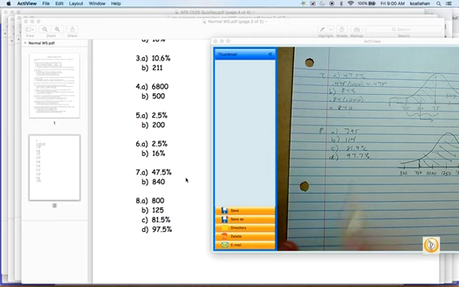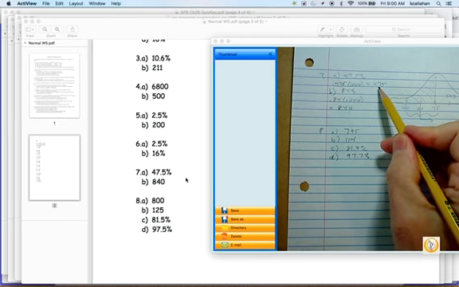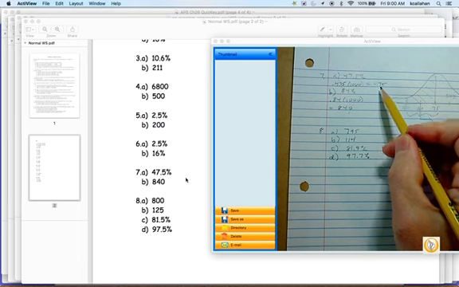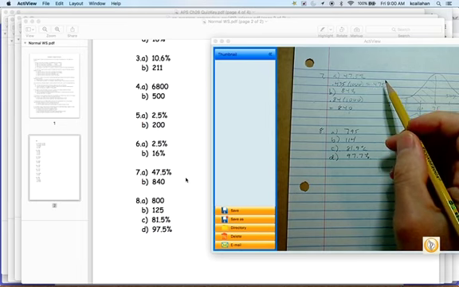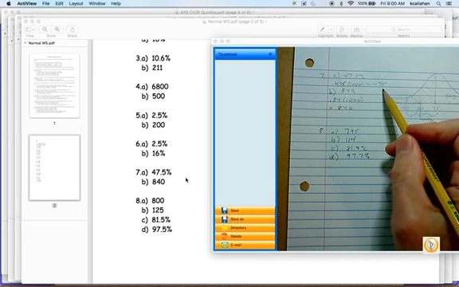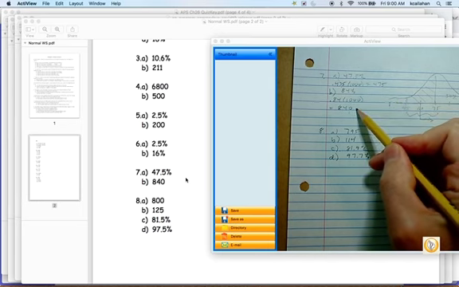7, 47.5%. Oh, well, that's a mistake because on number 7 it asks for how many, not just the percentage. So really it should have been 475. And the second part was 840.